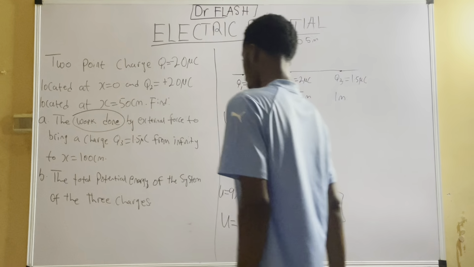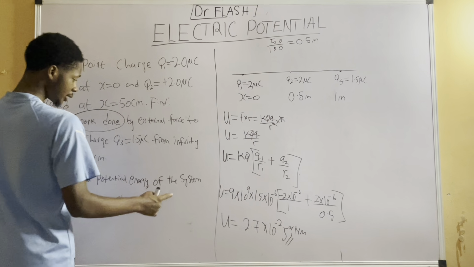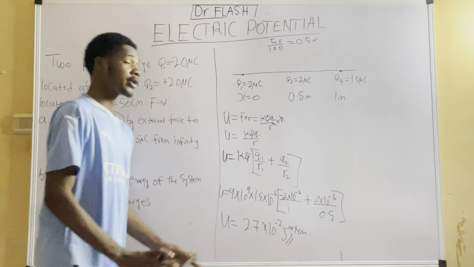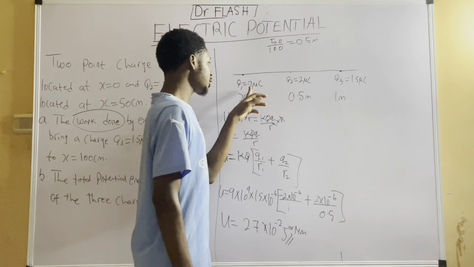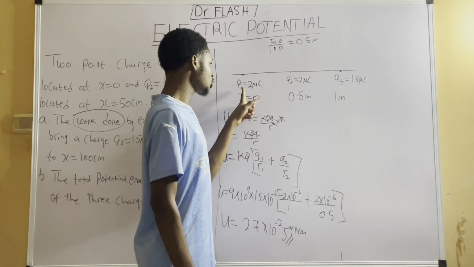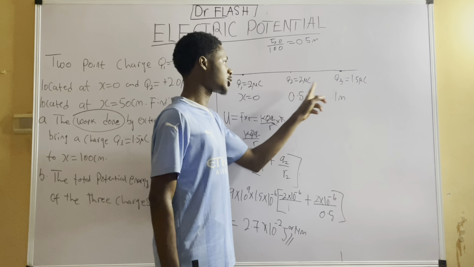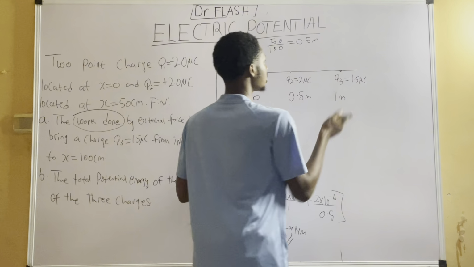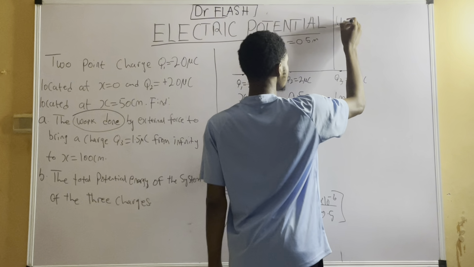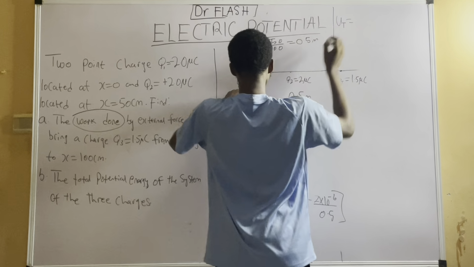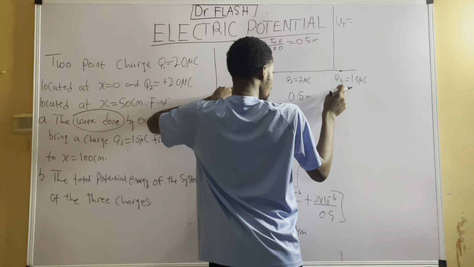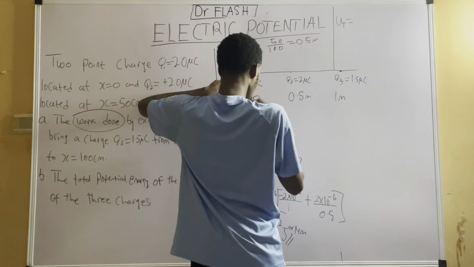Now the next question asks us to find the total potential energy of the system of the three charges. To get the total potential energy, here is how it is done. The potential energy between these two will be calculated and then added to the potential energy between these two, and then the potential energy between these two. So to get the net potential energy, the net potential energy will be the potential energy between Q1 and Q2, Q3 and Q2, as well as Q1 and Q3. I'm going to write it out.